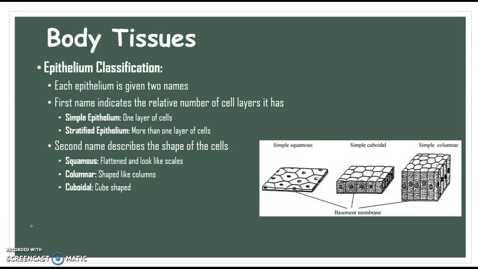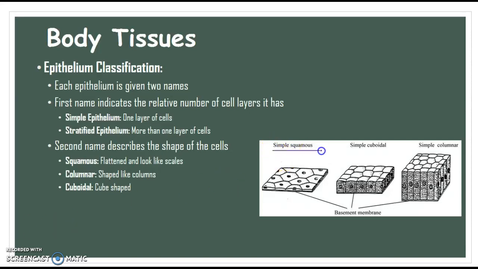The second name is going to be the shape of the cell. So if it's squamous or squamous, you can kind of hear it both ways depending on your professor. I say squamous. It's going to be very flat, scale-like cells. Columnar are going to be column-shaped cells, really tall and skinny. And then cuboidal are going to be cube-shaped cells.